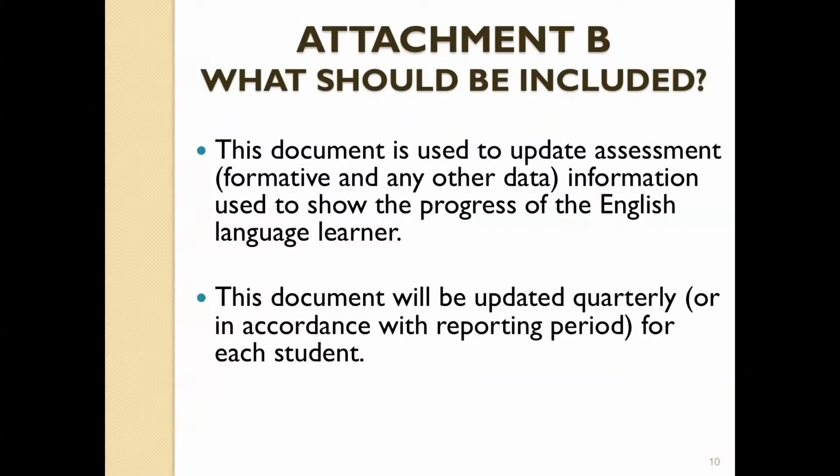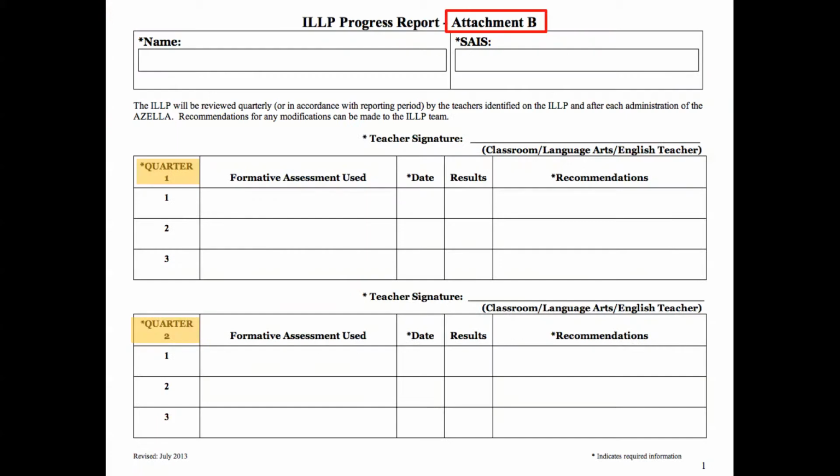Let's take a look at what should be included in Attachment B. This is where we identify any assessments that the student has been given during the quarter. This is Attachment B. On this document, you will identify any formative or summative assessments that have been accumulated over the quarter. These should be reviewed by the teacher quarterly in order to make instructional decisions moving forward. Every teacher that instructs the child should have a copy of these forms. One should also be filed in the student's cumulative folder. Attachment B also includes a column to indicate teacher recommendations for future instruction based on assessment.